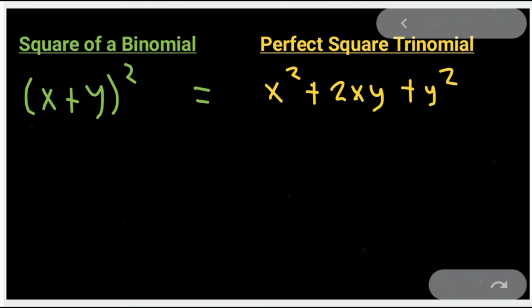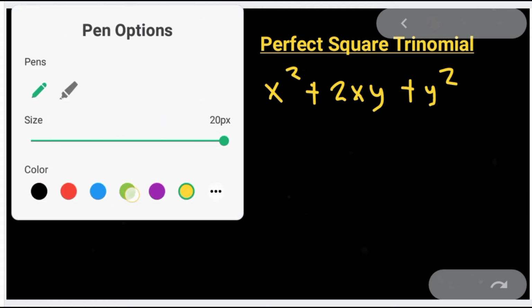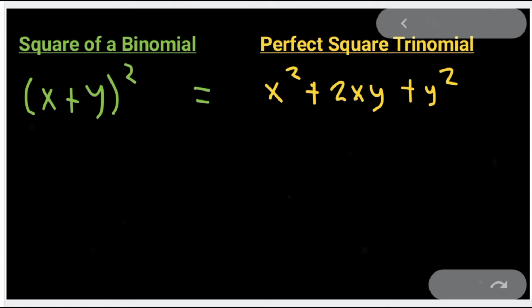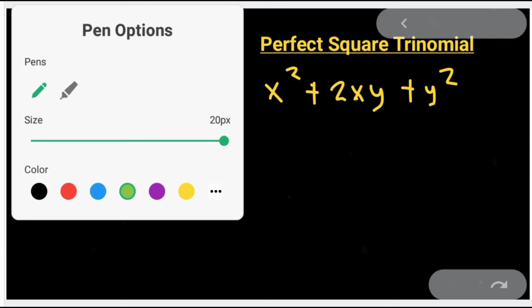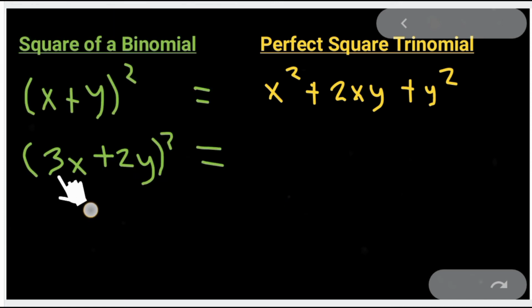So, let's try another example. What if we have this square of a binomial? We have (3x + 2y) squared. What is its corresponding perfect square trinomial? First, square the first term. So (3x) squared is equal to 9x squared. So we have 9x squared.